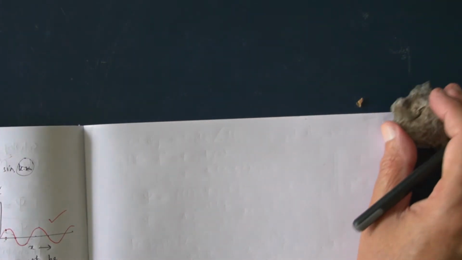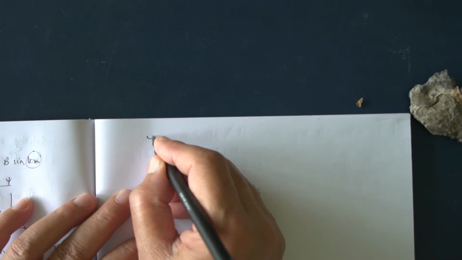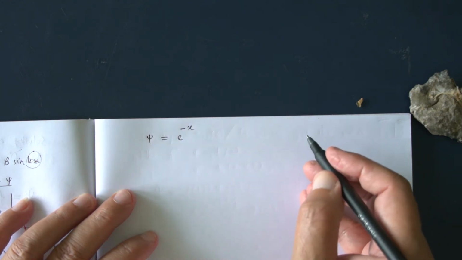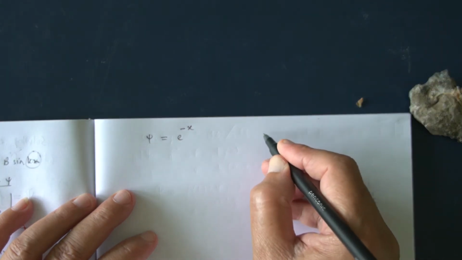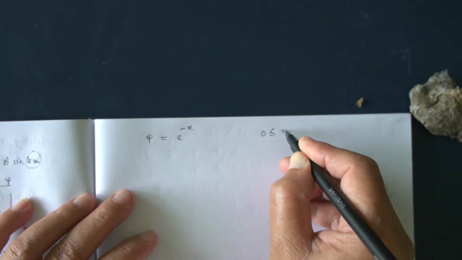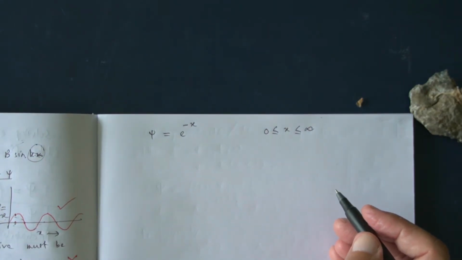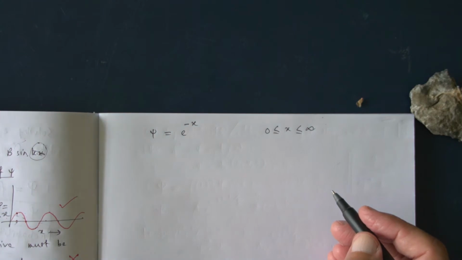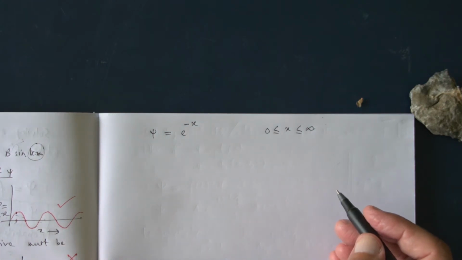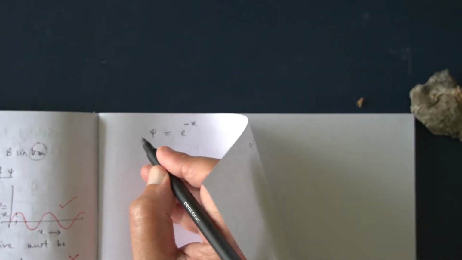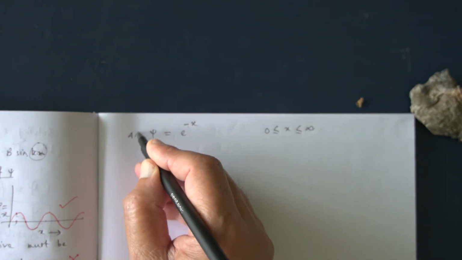Similarly, let us see another example. Say psi equal to e to the power -x, and the limit of x is 0 less than or equal to x less than or equal to infinity. Now, whether it is well behaved or not. Of course, this is number 4.